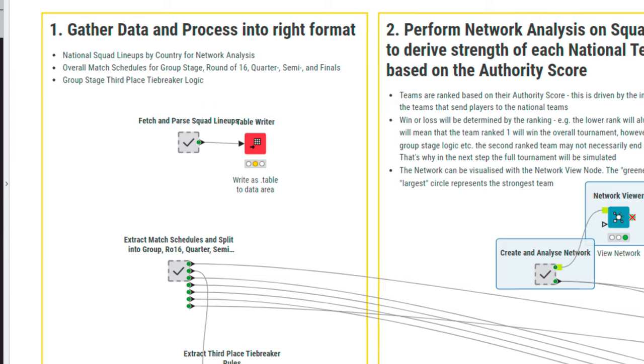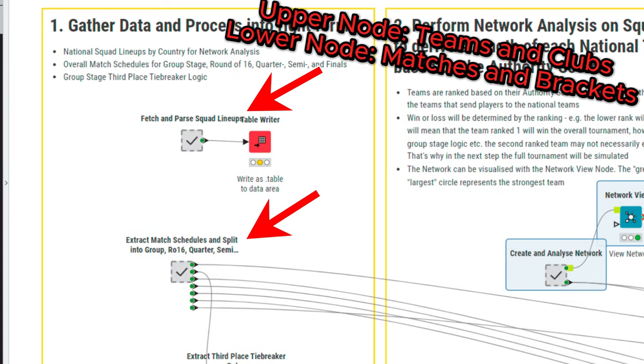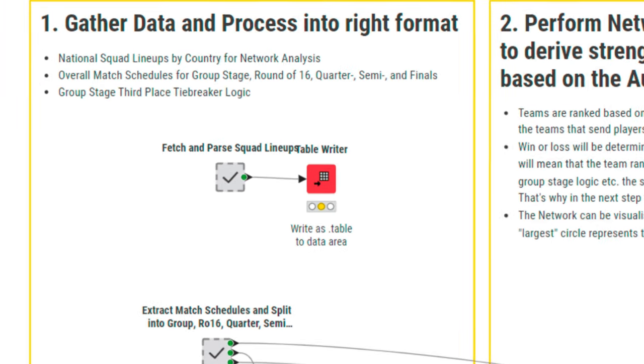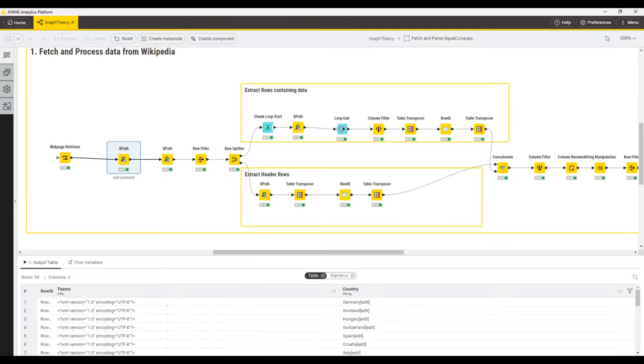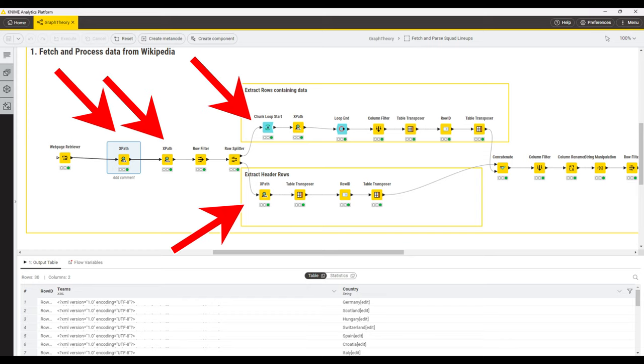The upper node fetches the teams, the squads, and the clubs, and the bottom node extracts the matches, the schedules, and splits them into the groups, round of 16, and so on and so forth. Let's now zoom into the meta node that fetches the team data. We first pass the URL into the webpage retrieval, and after that pass the XML data that we get back into a range of XPath nodes and loops to extract the data that we really need.